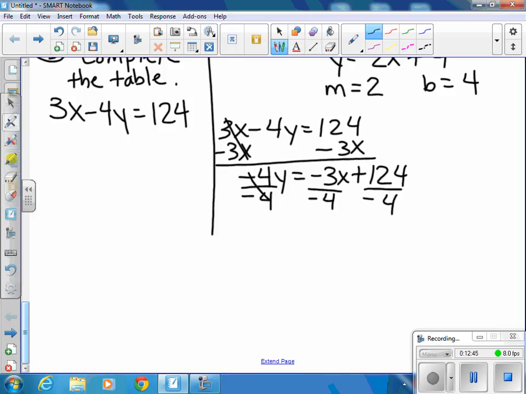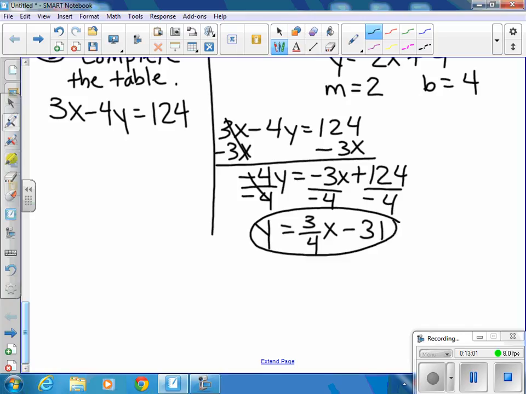Okay, and be careful, watch your signs. This is a negative 3 over a negative 4. It does not divide, but the two negatives do become positive, so this becomes positive 3/4 x. Then you have positive 124 divided by negative 4, which does make negative 31. So this is the equation that's going to help us complete the table.